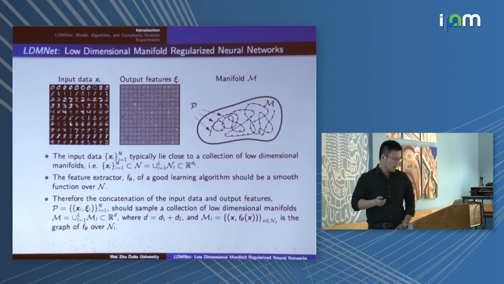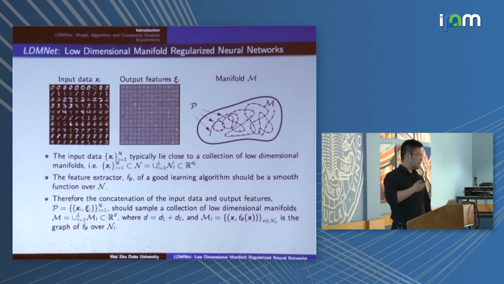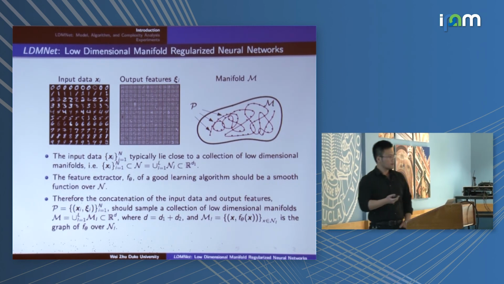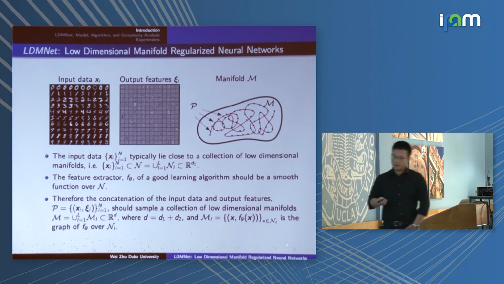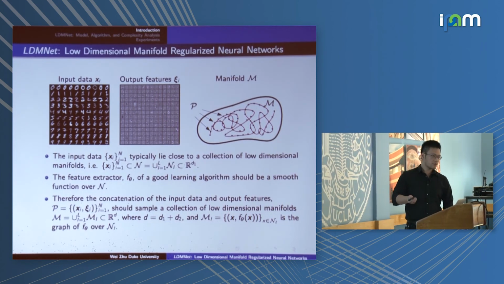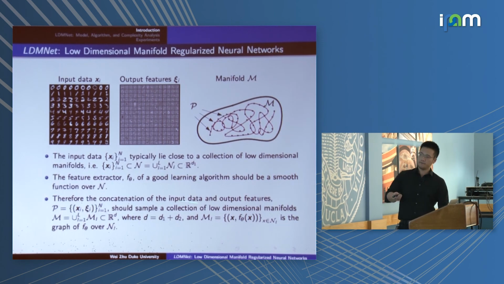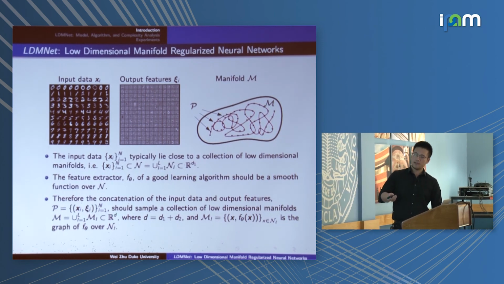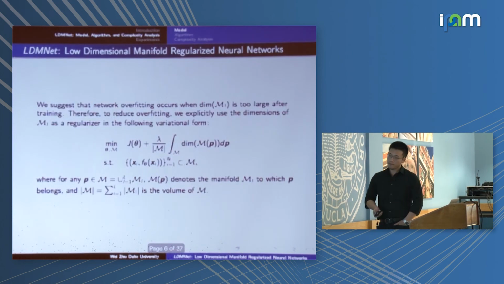Also, now we have a feature extractor, which is a smooth function on a low-dimensional data manifold. Then the data-feature concatenation manifold should still be a smooth function in a higher dimensional space. So here D is D1 plus D2. D1 is the dimension of the input, D2 is the dimension of the feature, and this manifold M should have a lower dimension than D.